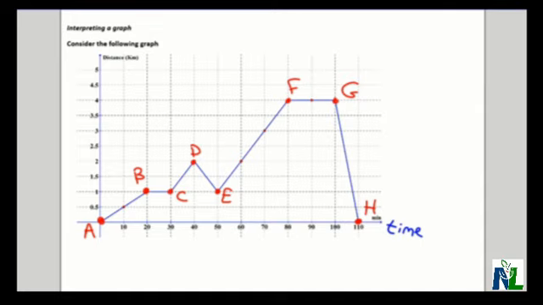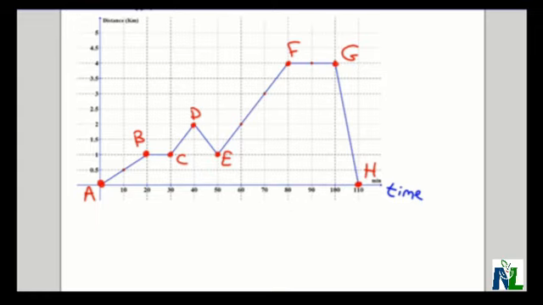So when we're interpreting this graph, we're going to look at the different points, what's happening between the points, and what's happening to the distance as time is moving. If time is moving and nothing is changing in the distance, that means that we're actually stopped. And we may be traveling faster within certain places than other places.